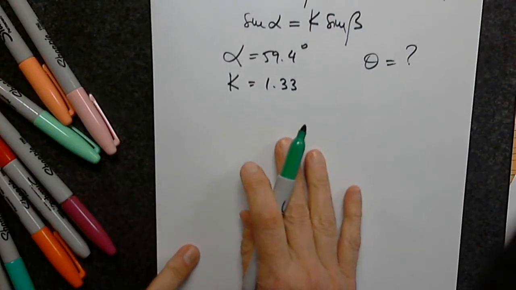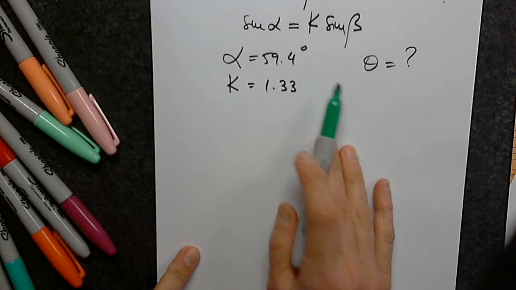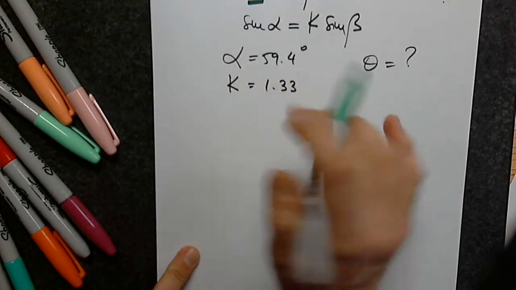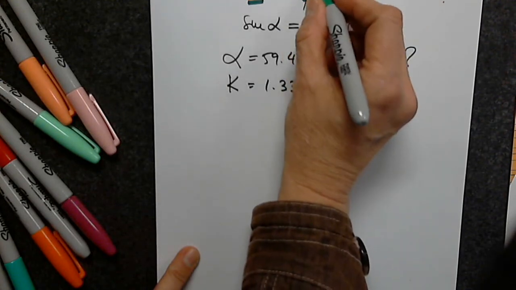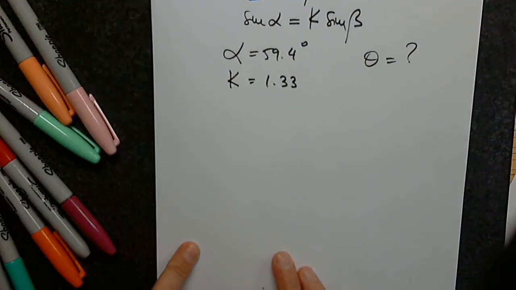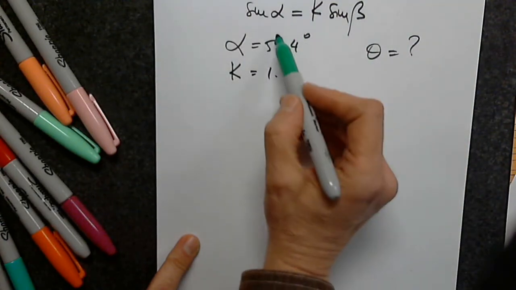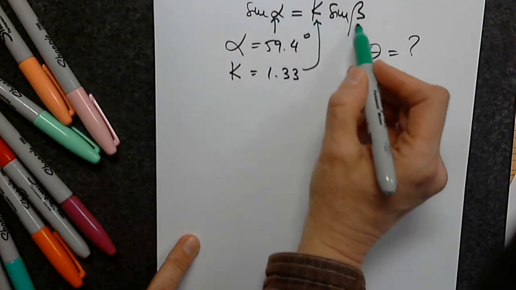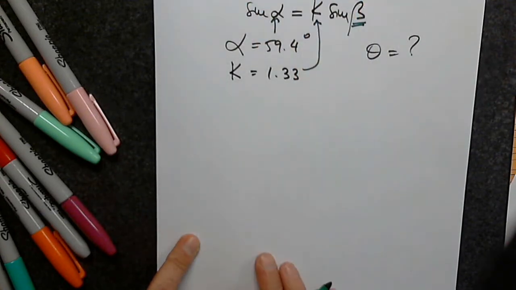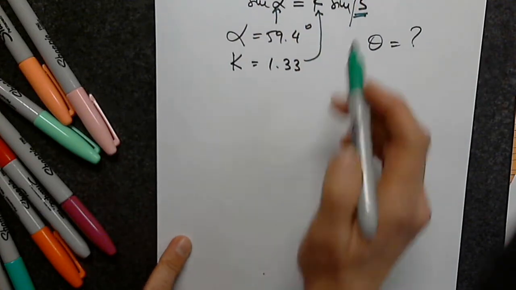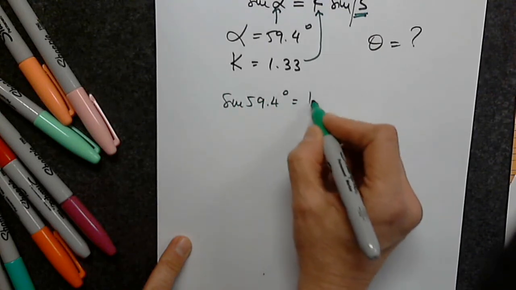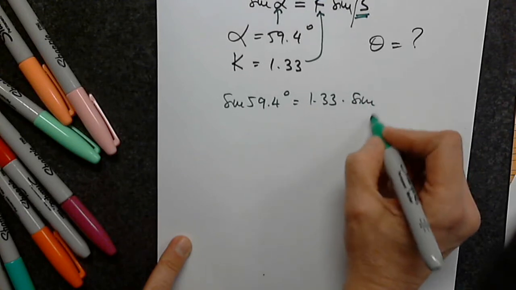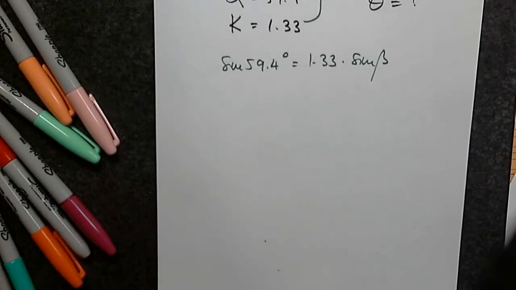Okay, so first of all, what do I have and what I don't have? I'm asked to find this, but I'm given alpha. So if I manage to determine beta, then I'm in business, right? I will plug in alpha, plug in k, and try to find beta. Once I have beta, I have theta. So sine 59.4 degrees equals 1.33 times sine beta. What should I do to determine beta?